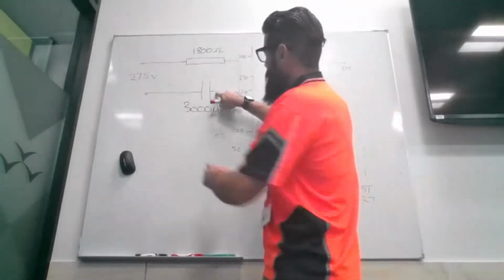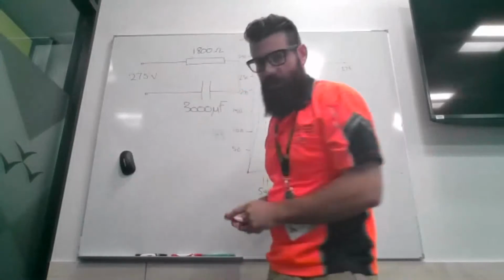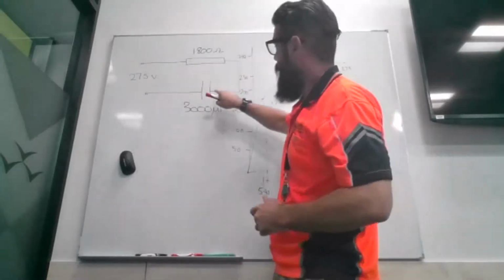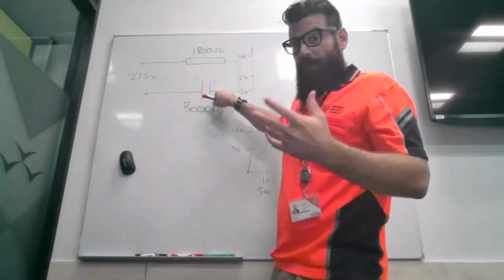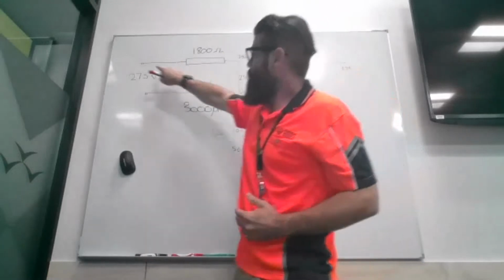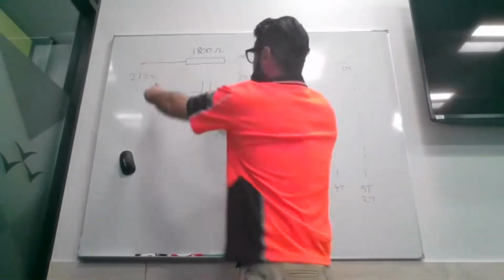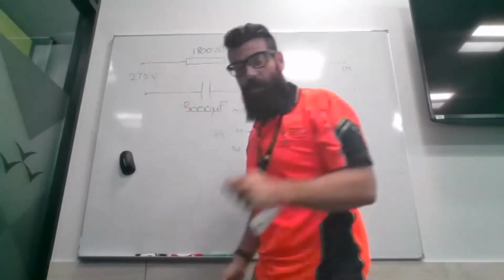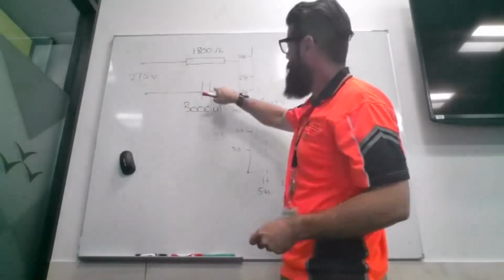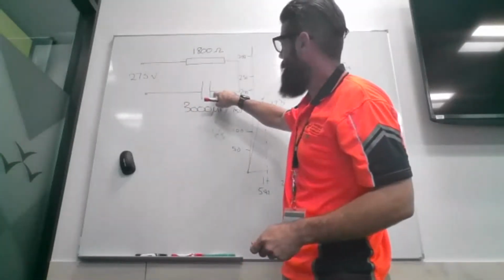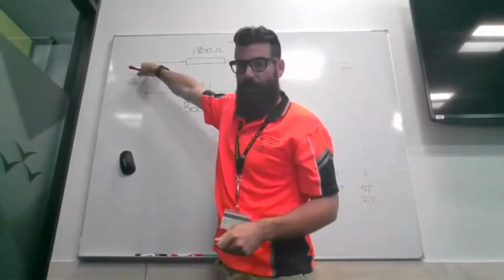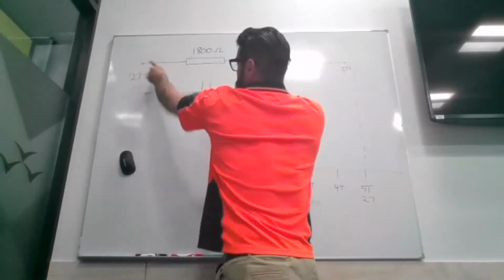What does that mean? Well, that means if I measure from there to there, I get 275 volts. So equivalently then, if I measured from this point here back to the positive of my power supply, when the capacitor is fully charged, I would get 0 volts, right? Because that's 275. This is 275. So the difference between them is 0.